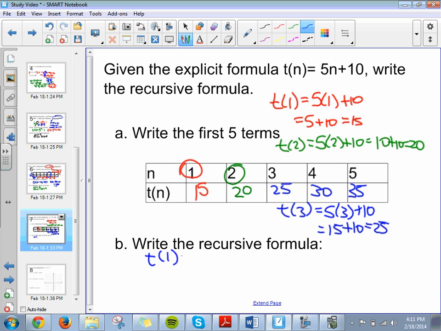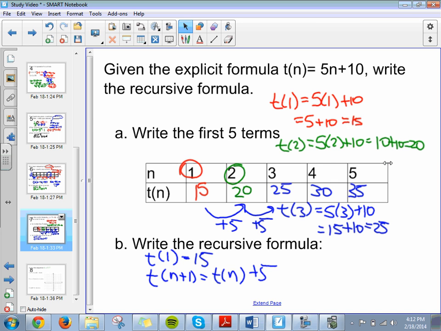So then it asks us to write the recursive formula. We already have it nicely done with our list. We know that our t of 1 is equal to 15. And then here's that part where we have to kind of use our brains. How are we going up each time? Being able to spot that and see that for t of n plus 1, you have to take the term that comes before it, your t of n, and add 5.